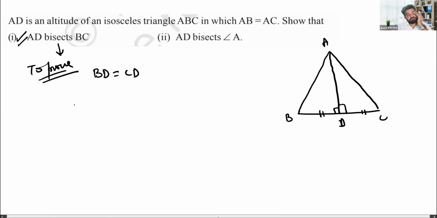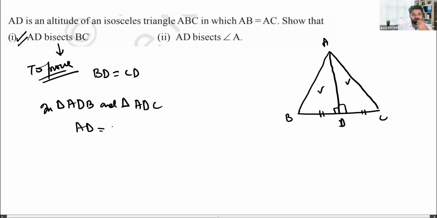So which two triangles will you take? If you have proved this triangle congruent to this triangle, then it will be very easy. By CPCT, this side will become equal to this side. Now you can tell me, Alvina, how will you prove these two triangles congruent? Triangle ADB and triangle ADC. Which side is common, Rima? Sir, AD is common. AD is equal to AD, it is common.